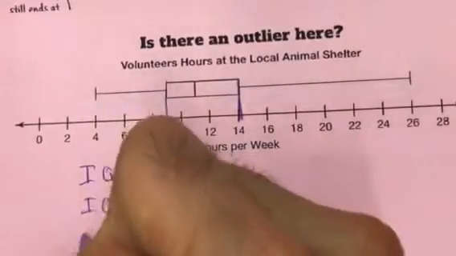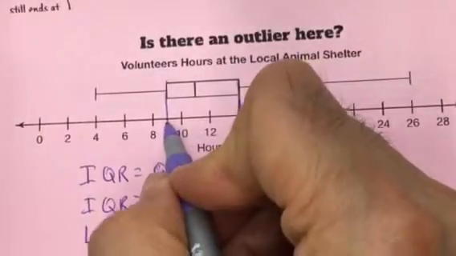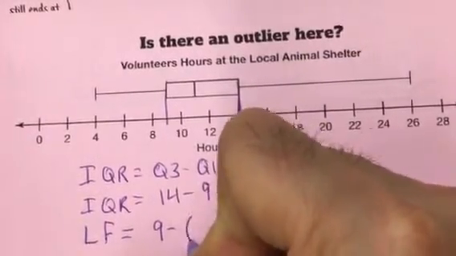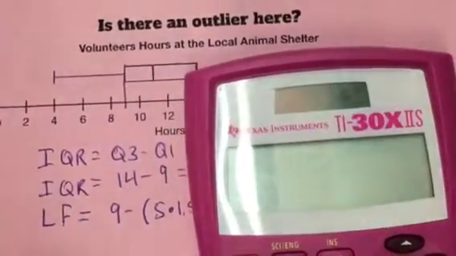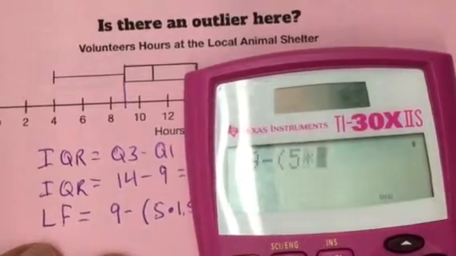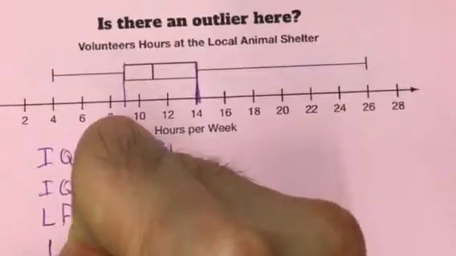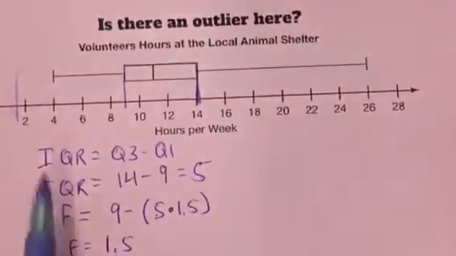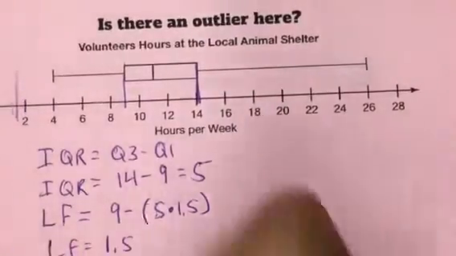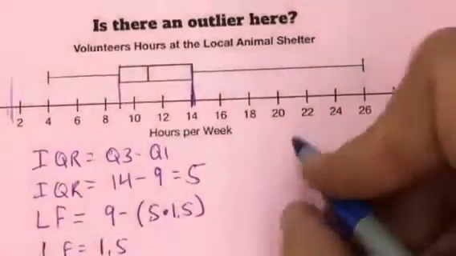Now what we got to do is figure out the lower fence. I'm going to use the letters LF for lower fence equals my Q1, 9 minus 5 times 1.5. So it's 9 minus parentheses 5 times 1.5. Total answer, lower fence is 1.5. Here's my lower fence, somewhere around here. There's no data down this low, so that's okay. There's no outliers on the bottom.